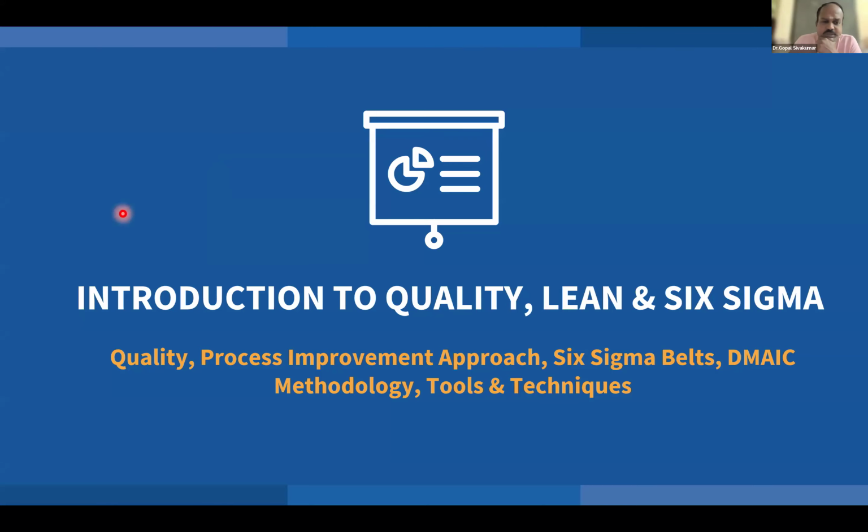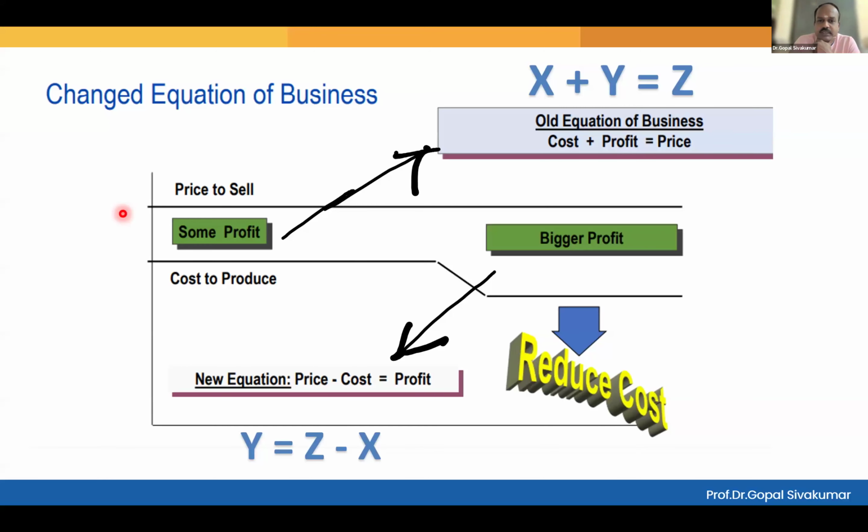Now let's try to understand the basics behind quality, lean, and Six Sigma. And now you see there is an equation. Mathematically, the equation looks the same: X plus Y equal to Z. It means your Y is equal to Z minus X. Now we need to understand what is X, what is Y, and what is Z.